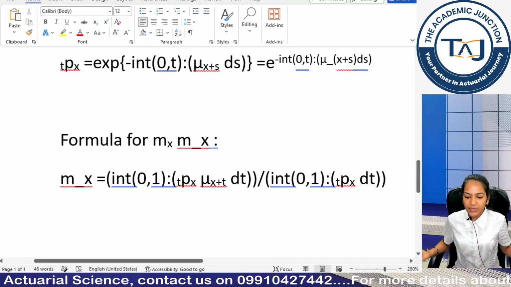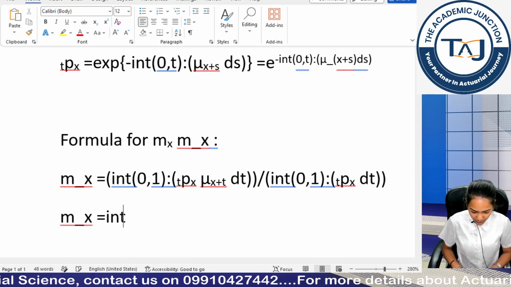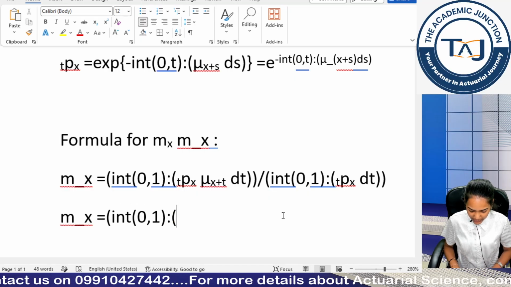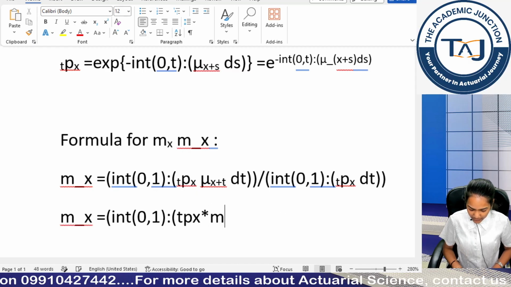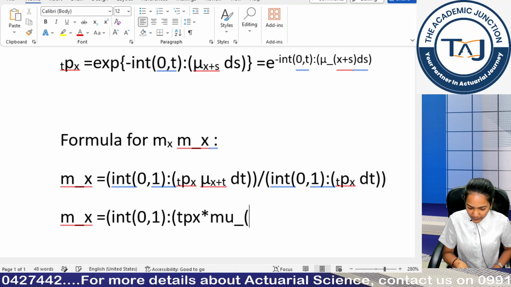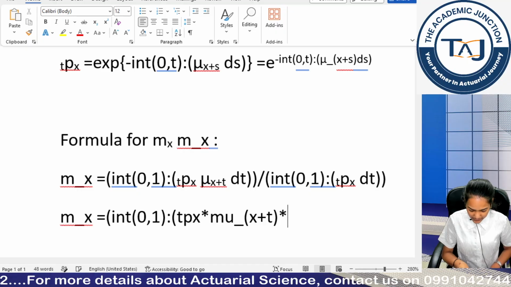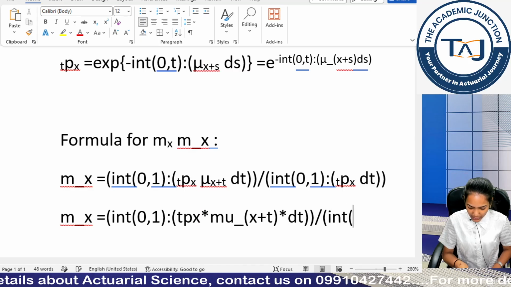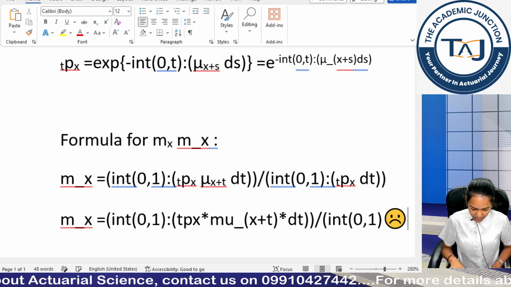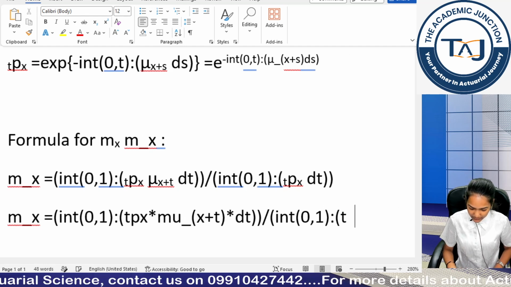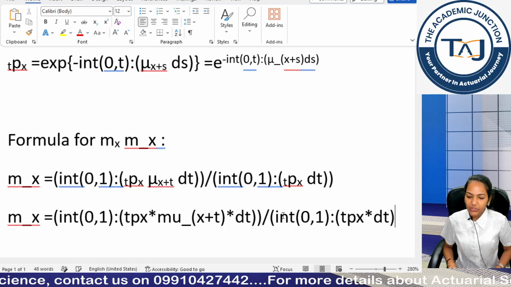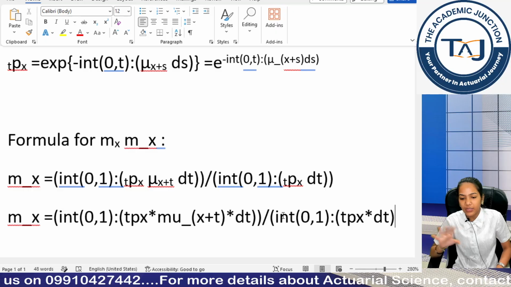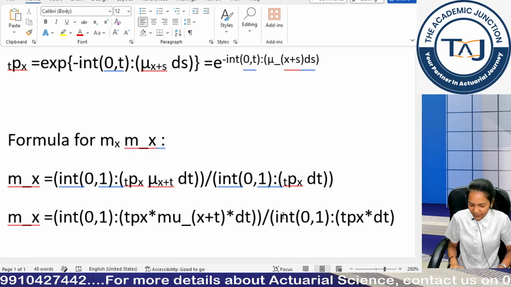If you are using no superscript and subscript, what would be your equation? It would be again a bracket, the integral from 0 to 1, Control Z, we would have tpx star mu underscore x plus t star dt. Okay, this bracket is closed for integration, this bracket is closed for the numerator. Similarly, the integral from 0 to 1, Control Z, we have tpx star dt. Make sure you are writing star here or giving a perfect space, because otherwise tpx dt will be counted as one term and it would be harder to differentiate between the two terms.